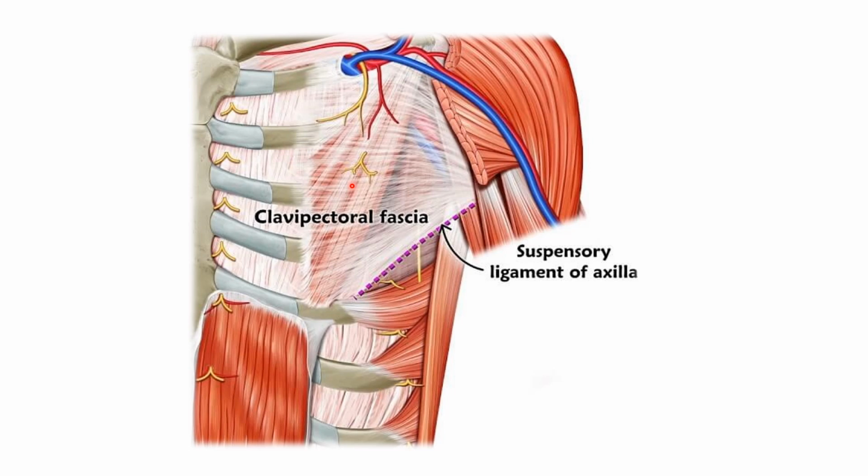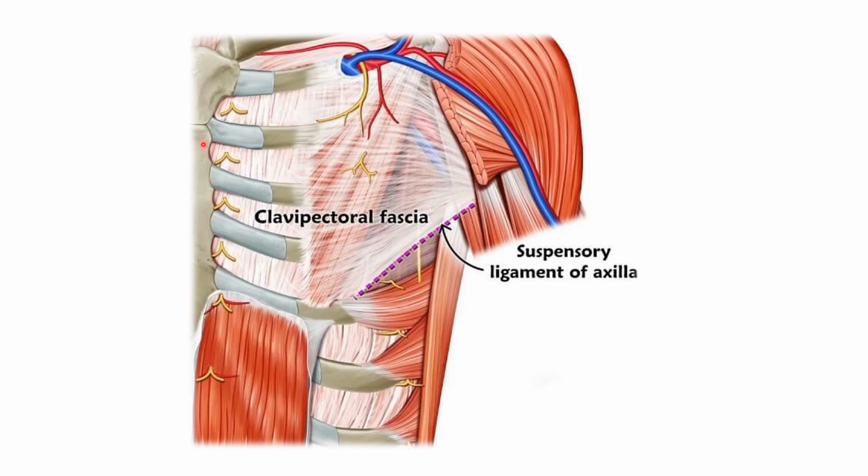Then, the structures piercing the clavipectoral fascia. So this is the clavipectoral fascia. It is pierced by the cephalic vein, which opens into the axillary vein, and the thoracoacromial artery. After piercing the clavipectoral fascia, the thoracoacromial artery divides into clavicular branch, pectoral branch, deltoid branch and acromial branch. Then the lateral pectoral nerve and a few lymphatics, which open into the apical group of the axillary lymph nodes.